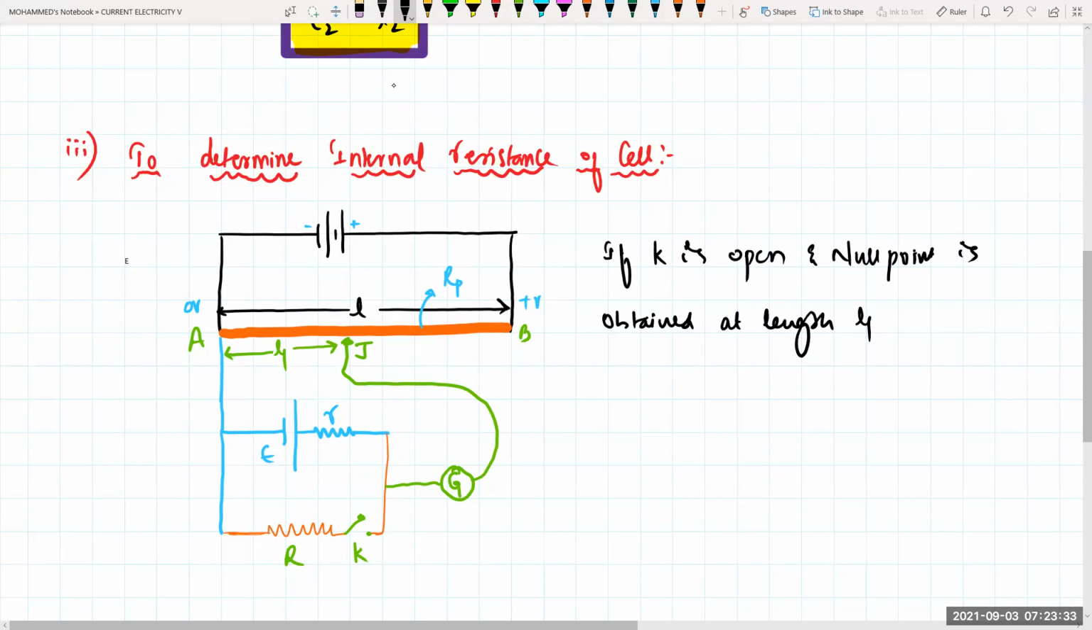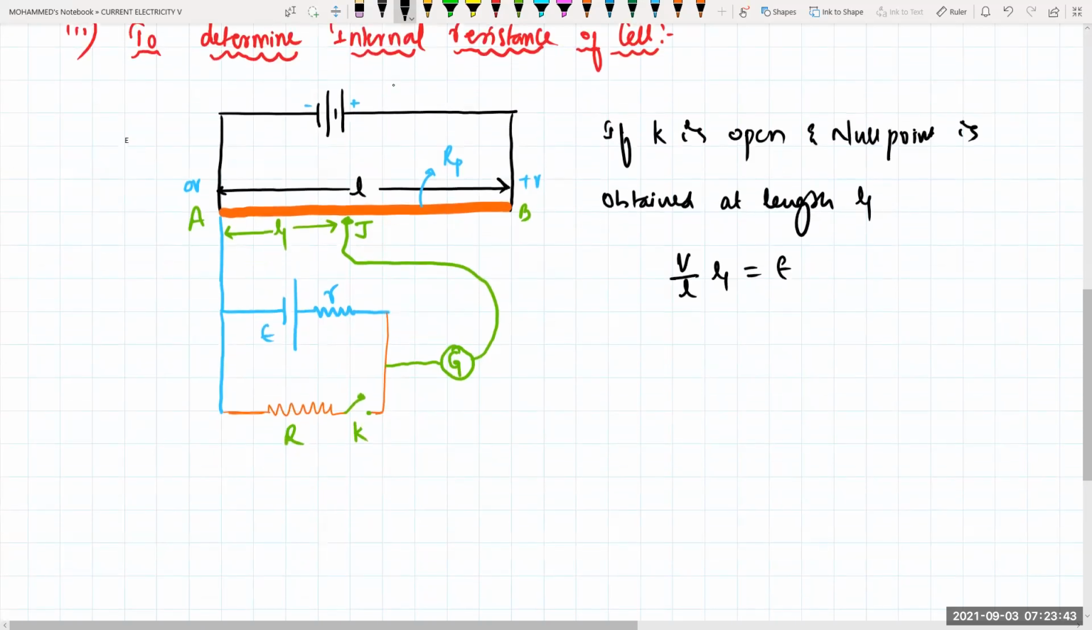So if I'm using the EMF of the cell calculation, potential gradient, that is potential per unit length, into your balancing length L1 must be equal to the EMF of the cell, that is nothing but E. Now see, if I close the key K, what happens? Then current should pass through the resistance also. And whenever current passes through some resistance, the flow of current slowly decreases. So balancing length also decreases.